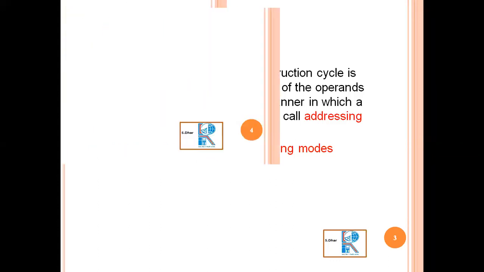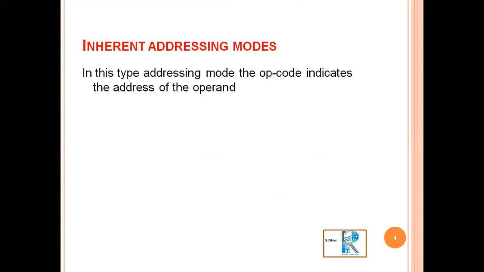Now first, when we are writing the instruction, first addressing mode is called the inherent addressing mode. As the name implies, in this type of addressing mode, the opcode indicates the address of the operand. When I am talking about the addressing mode, it is better if I give the example. See the example, then it will be clear.